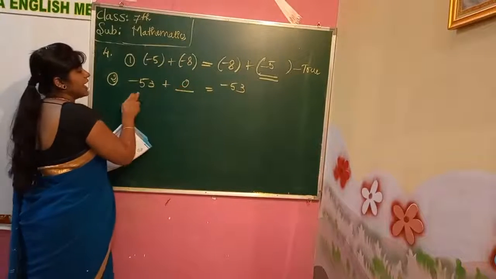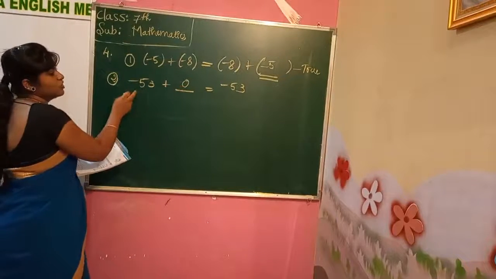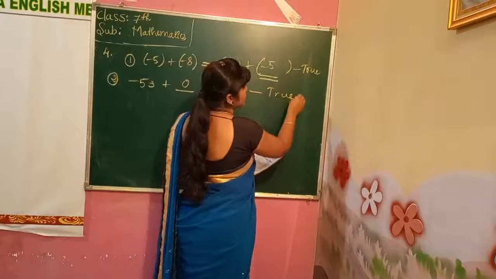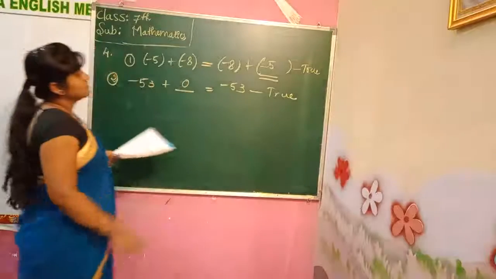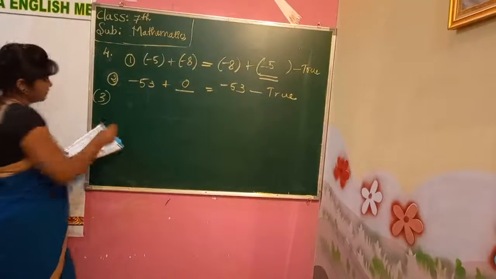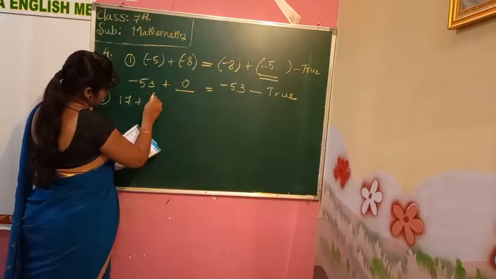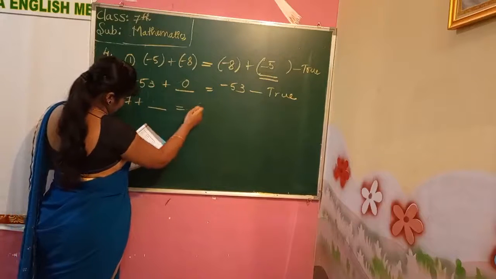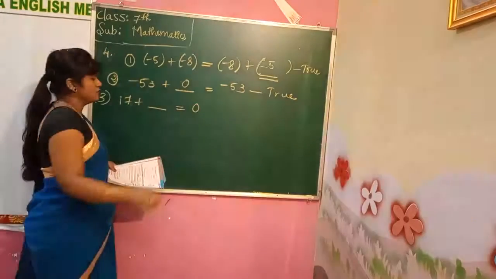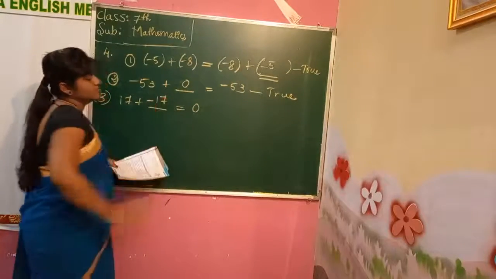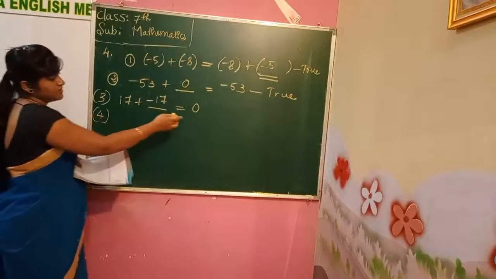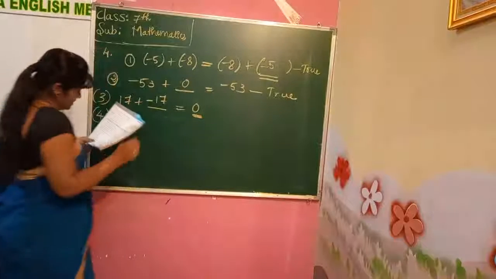Okay, it is the additive identity property. Here they are showing the properties. Each statement shows a property. Third one, 17 plus blank is equal to 0. What we have to add here to get 0? -17. If we write -17, we get 0.